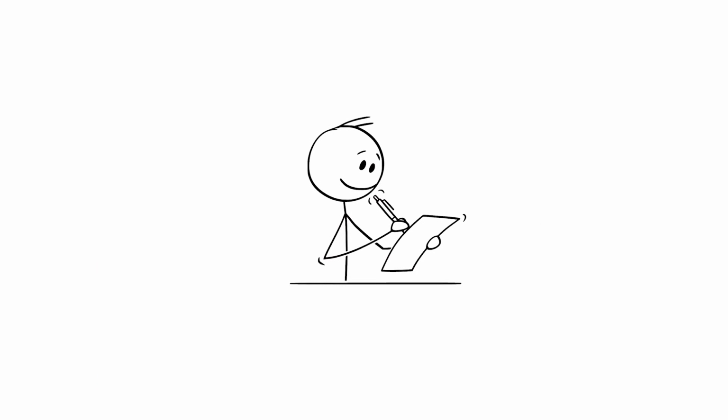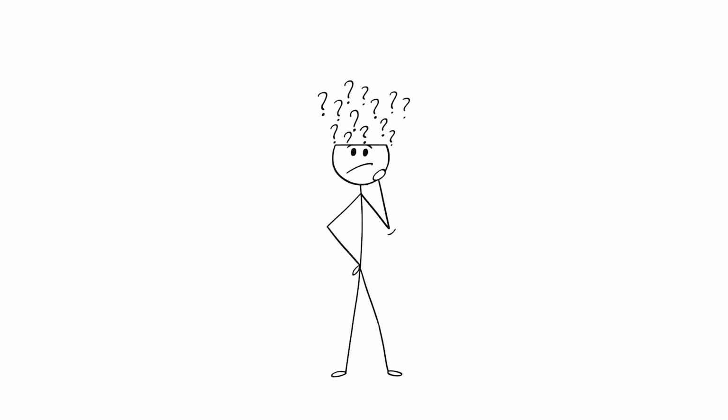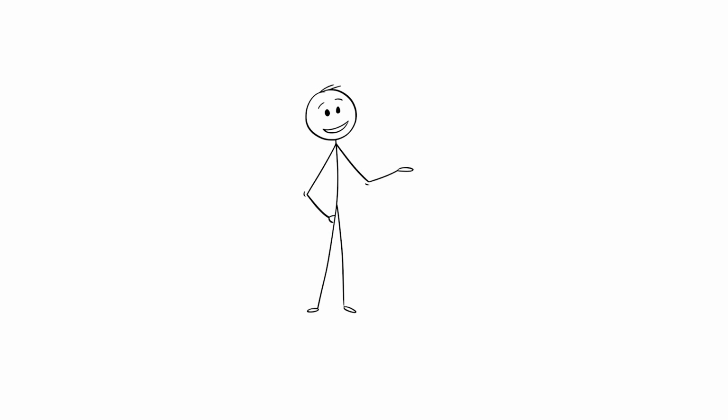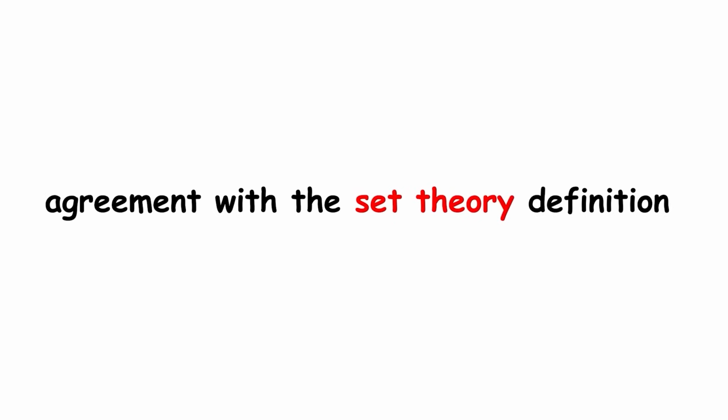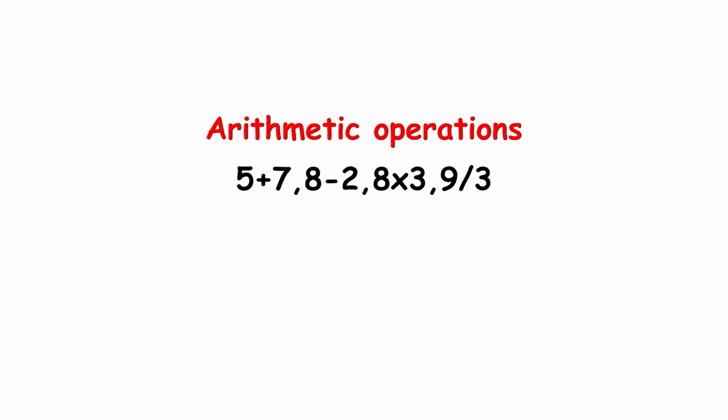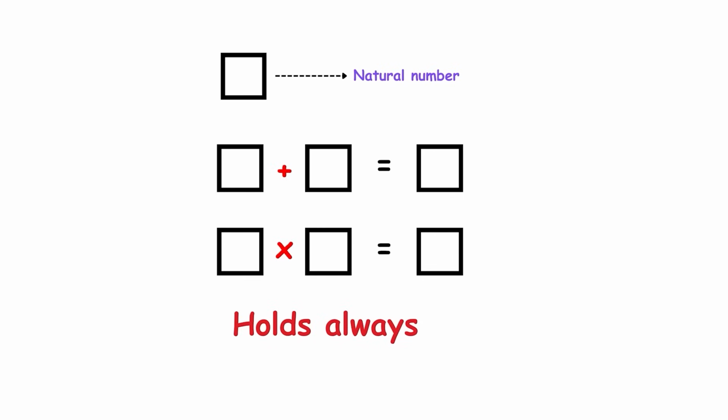This variance in definition is mainly just a matter of convenience, but it is also really confusing and tends to fuel arguments. From here on, we'll refer to the natural numbers with zero included, in agreement with the set theory definition. Now, the set of natural numbers has certain special properties. For example, consider using the natural numbers in the usual arithmetic operations. Adding two natural numbers always gives you a natural number, and it's the same for multiplying. Formally, the natural numbers are said to be closed under addition and multiplication.